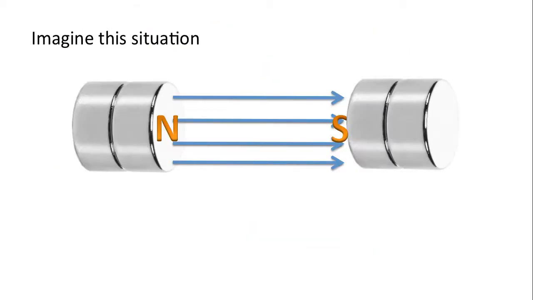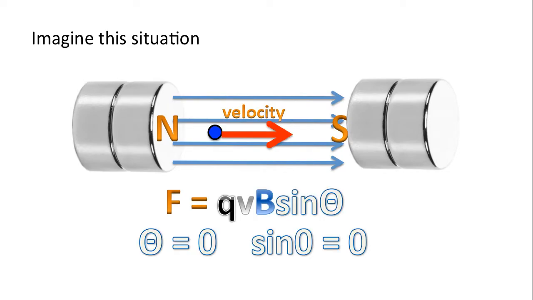However, imagine we had magnets arranged like this. And imagine the charged particle was traveling along the same direction as the field. Well, in this situation, the angle is 0. These two vectors, the velocity vector and the field vector, are parallel to each other. So the angle is 0. And the sine of 0 is 0. So in this situation, there would be no force.